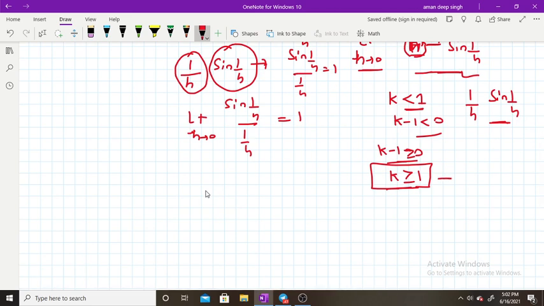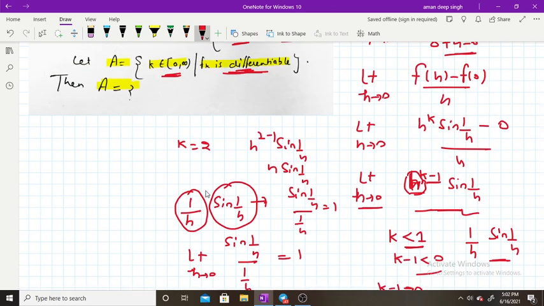So our answer will be k greater than or equal to 1, which in such a type of problem I can write as the interval [1, ∞). So it is my answer: A is equal to the closed-open interval [1, ∞).